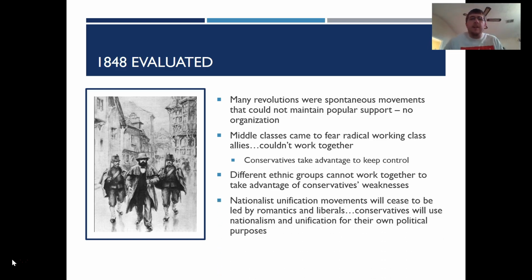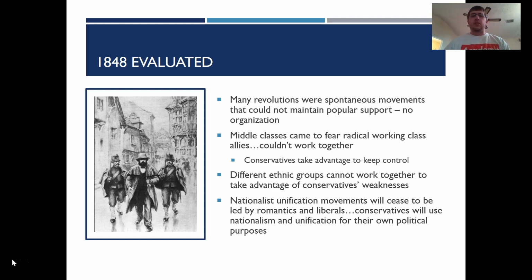And the last thing, and this is something we'll see going forward, is that nationalist unification movements in Italy and Germany, the attempt to take many different states and make them one, will cease to be led by romantics and liberals. They will now be led by conservatives. So we're going to see in 10.1 an example of two conservative leaders, one in Germany and one in Italy, who use nationalism to enhance their own power.